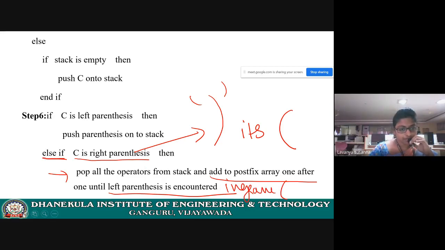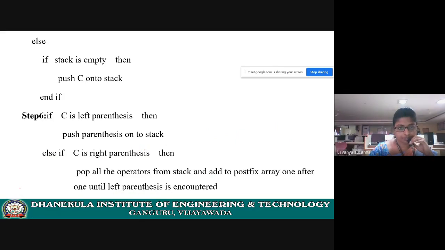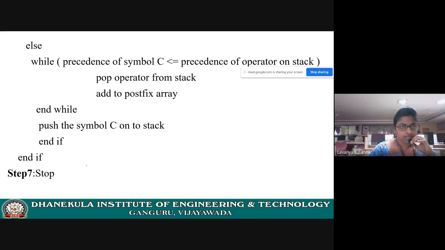Okay, next. See, this scanned symbol is not a left parenthesis, so this condition is false. When will this condition be false? When the scanned symbol C is not at all a left parenthesis and control comes here. And when this condition becomes false, the scanned symbol is not a right parenthesis either. It is not a left parenthesis, it is not a right parenthesis, then what to do?